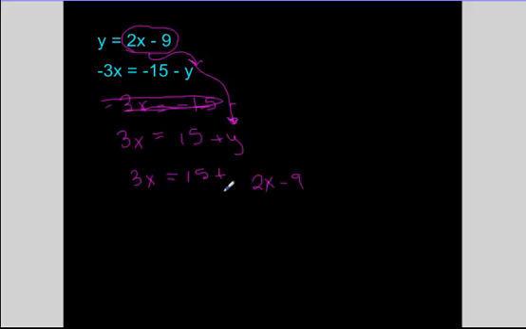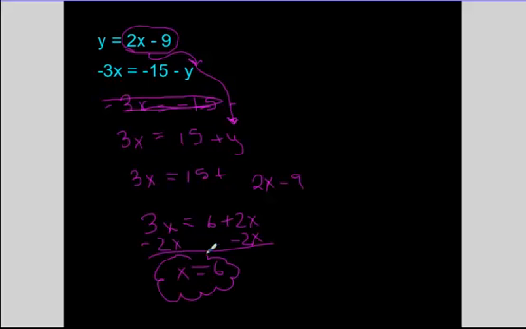Combine like terms on this side, so I've got a 15 plus a -9, which is like 15 minus 9, so that's 6. So 3x equals 6 plus 2x. Subtract 2x from both sides, and we get x equals 6. Now I'm going to put a little balloon around that. It's not my answer because my answer needs an x and a y. So I'm now going to do step 3.